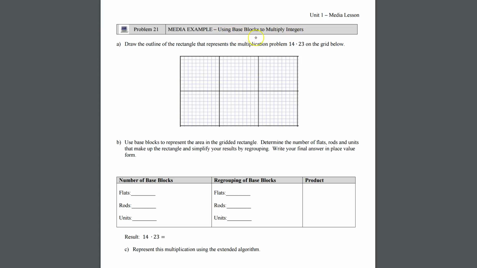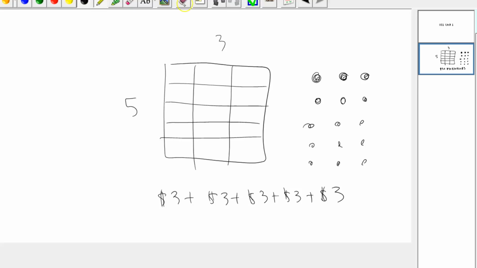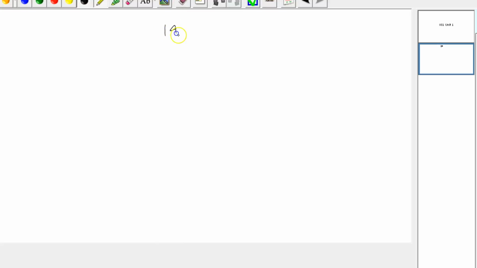And to use base blocks to multiply integers, we'll use these types of grids. Basically it's the distributive property. So you'd outline 14 and 23 on top. Sorry, my tablet won't let me draw on this. But you'll make that rectangle, and then they can make that rectangle themselves with base blocks, and then we're going to break it into pieces. So let me draw this here. So 14 by 23.